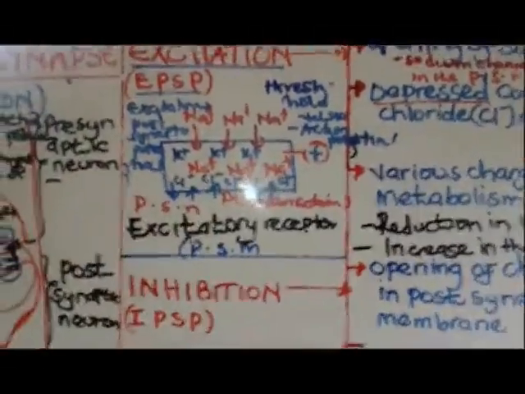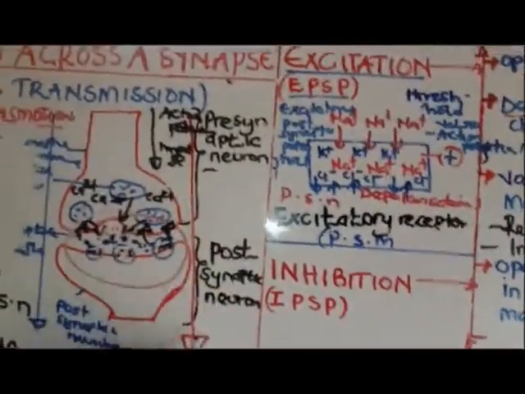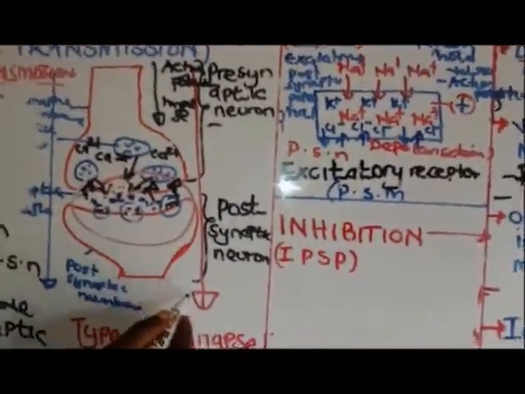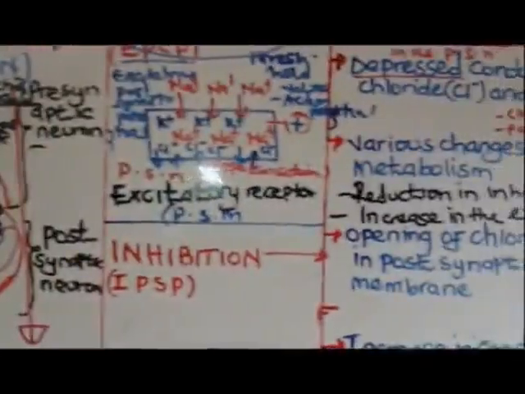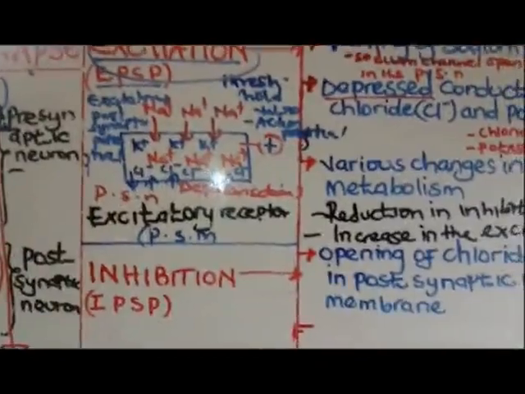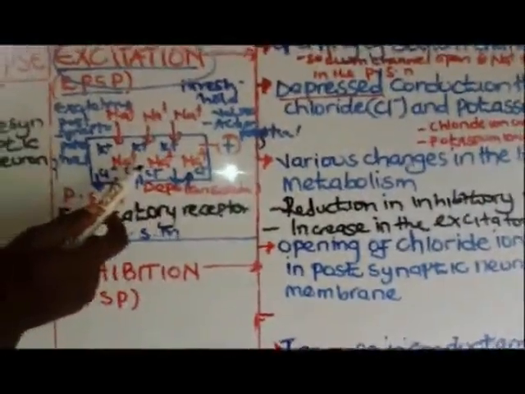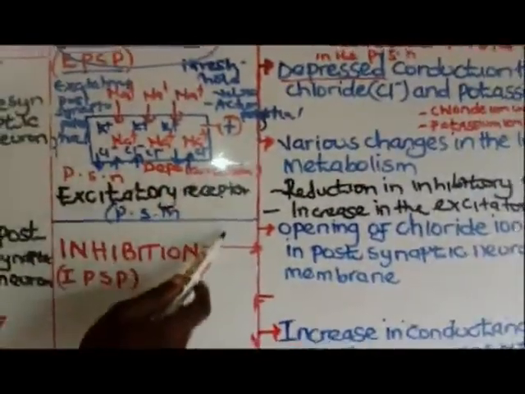When we come back here, we shall see that our impulse or action potential moves downwards from presynaptic to postsynaptic. That is as a result of excitation, which we have said is as a result of the opening of the sodium channels to allow more sodium inside, that is, if we have what we call excitatory receptors.